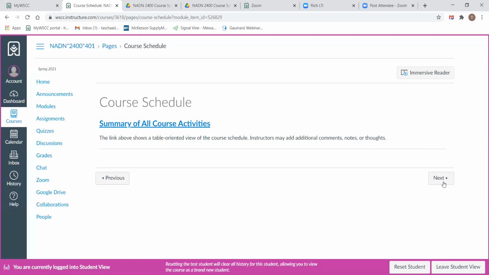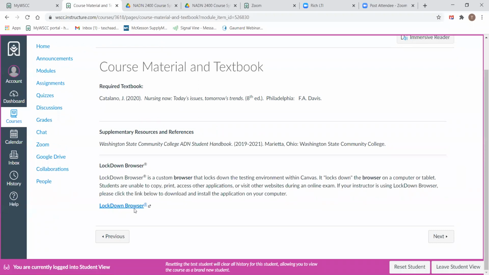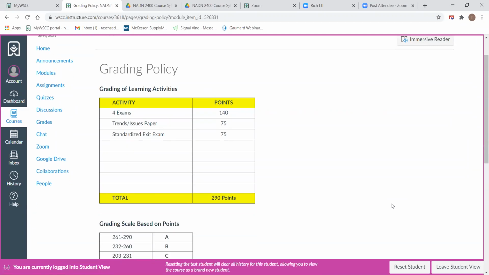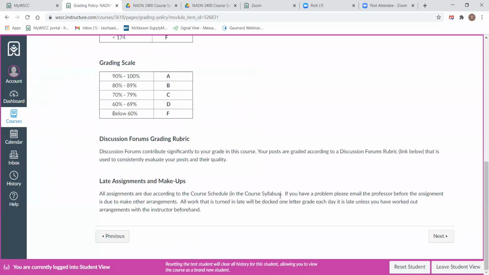So there's your course activities. This should also be the syllabus information. So we've got everything as one. There's your course textbook, gives you that information. Again, the lockdown browser, make sure you have that downloaded onto your computer, and we will test that to make sure everything's functioning. The exam, and then the grading policy. So this is all in your syllabus, but it's also here as well. Scroll down and hit next.